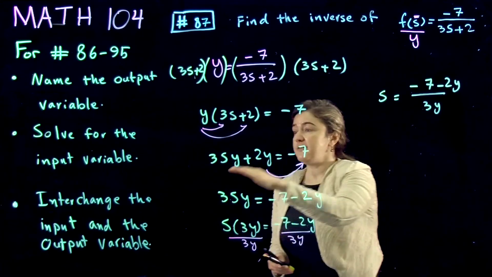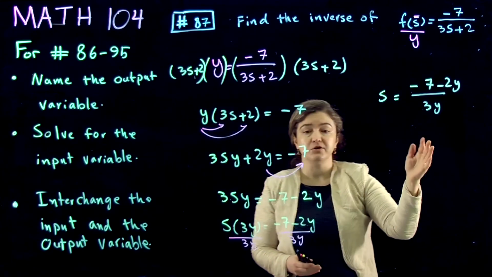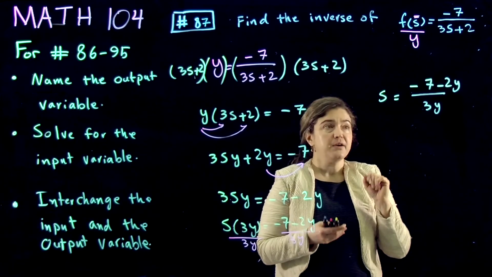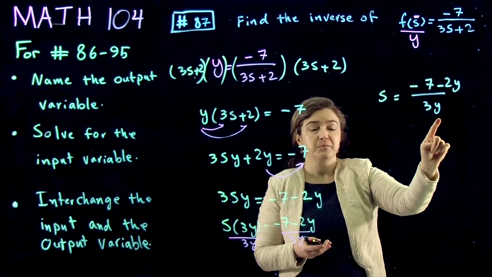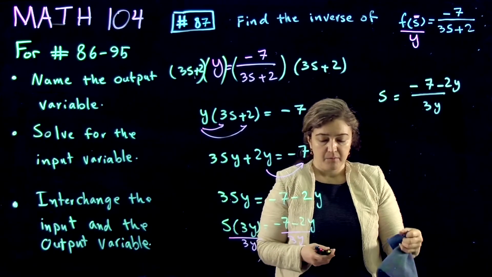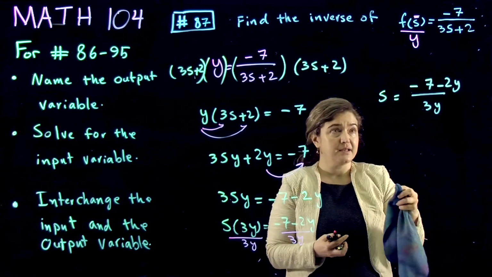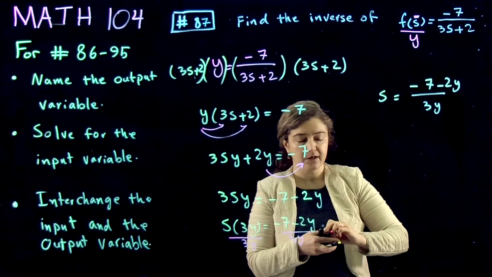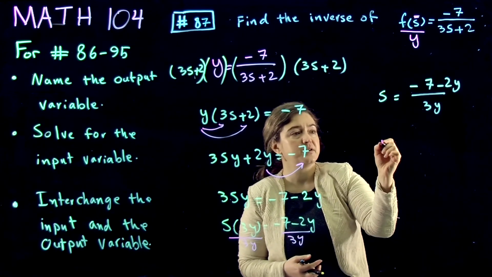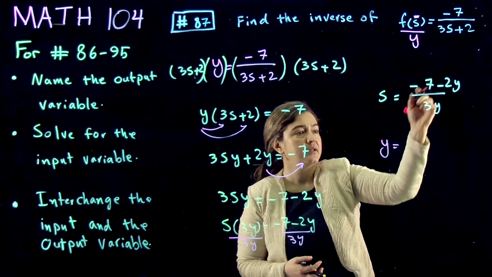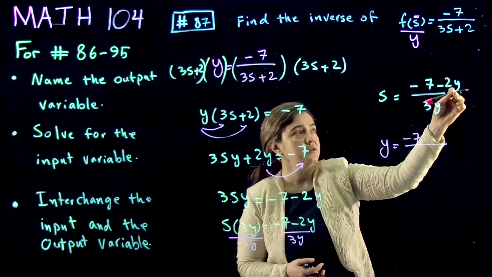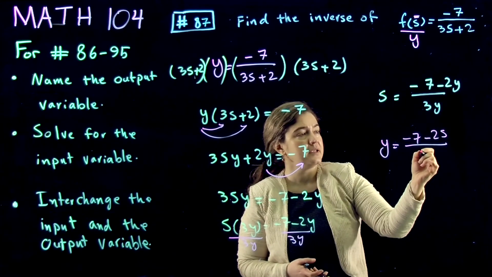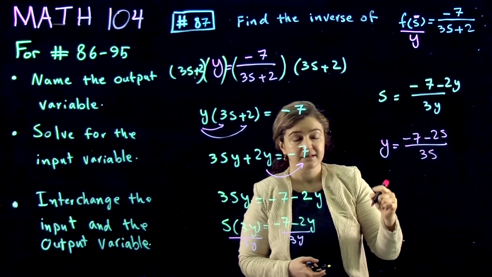We have to do the very last step, which is interchanging the two variables. So wherever you see y, replace it by s. Wherever you see s, replace it by y. I'm rewriting it down here. s will be replaced by y. -7. y is going to be replaced by s. And here also by s.